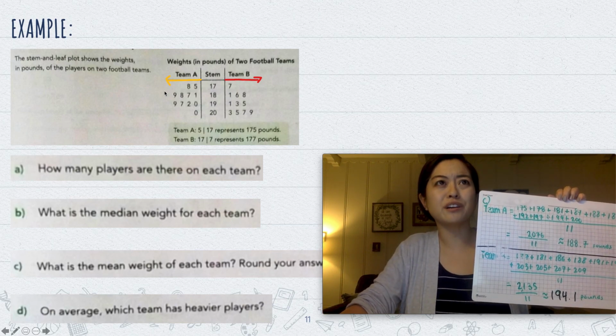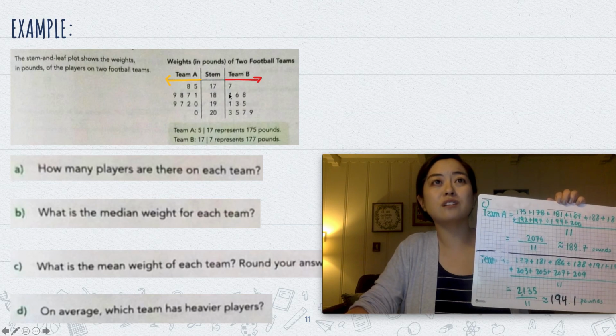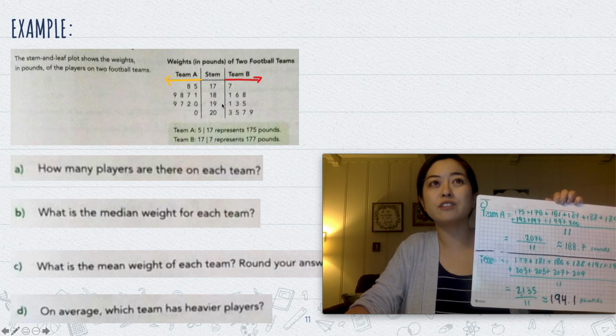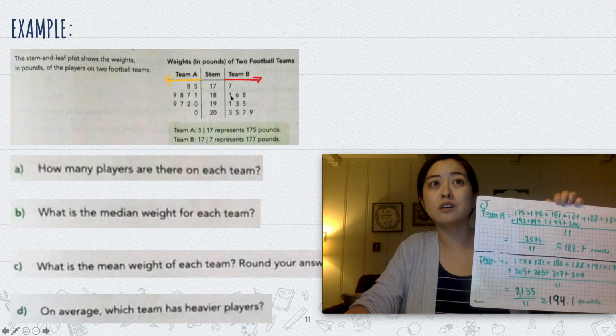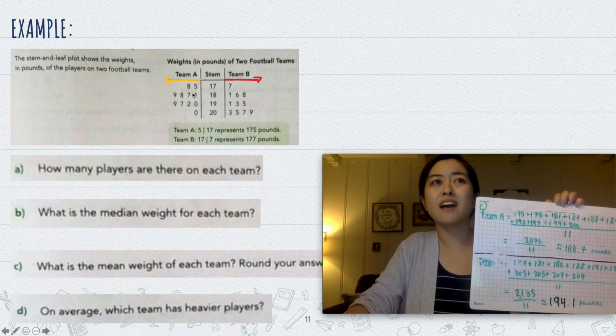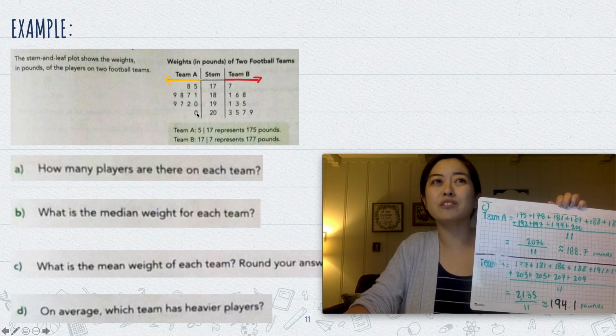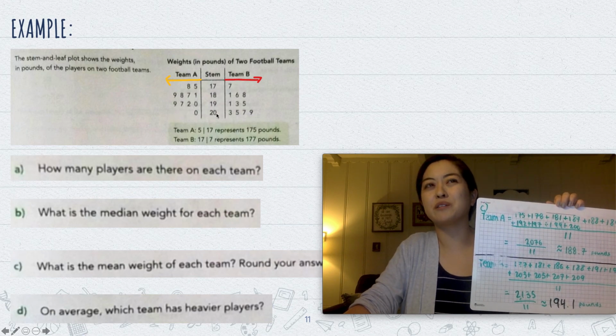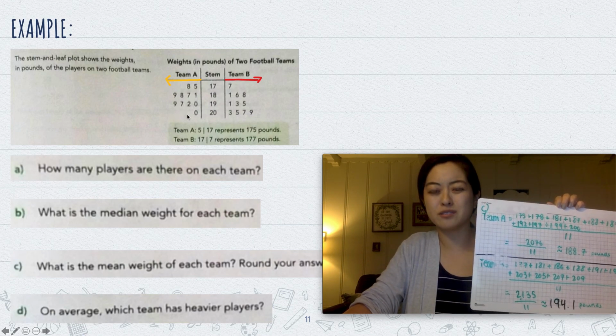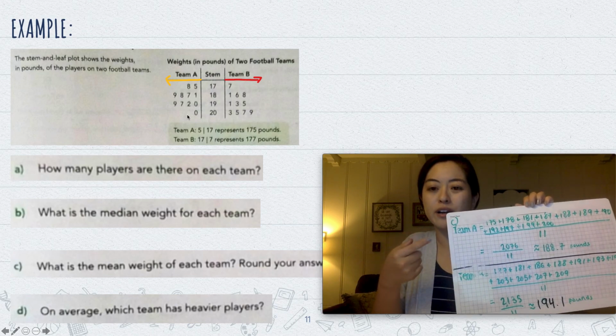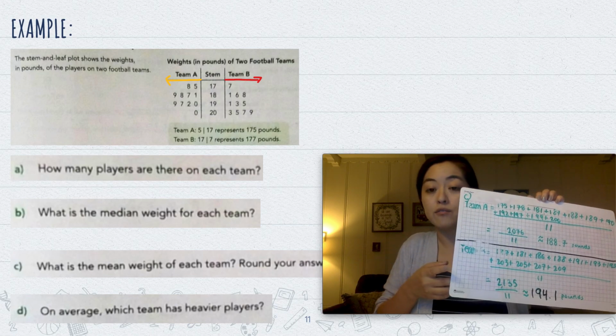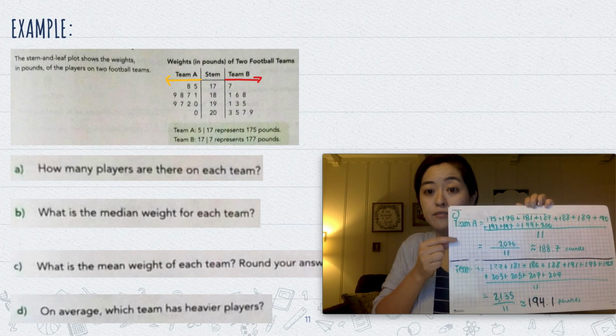if we look here, it looks like there's a larger cluster of heavier players over here at the bottom, right? For Team B. And for Team A, there aren't that many heavy players that are over 200 pounds. Okay, so we can see why the average weight for Team B is higher than for Team A.